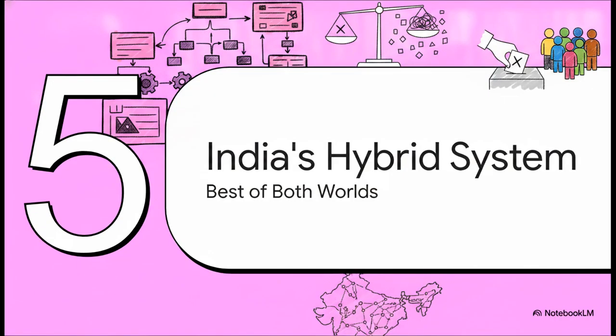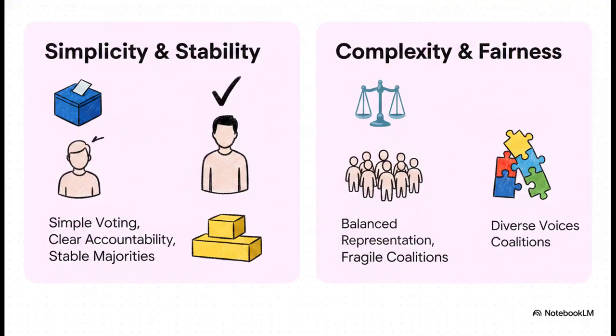Section 5. India's hybrid election system, the best of both worlds. Let's actually put these two side by side to really understand the trade-offs here. First past the post, it's simple. It provides really clear local accountability because you know exactly which representative is responsible for your specific neighborhood. And, crucially, it tends to produce stable, clear majorities in parliament.